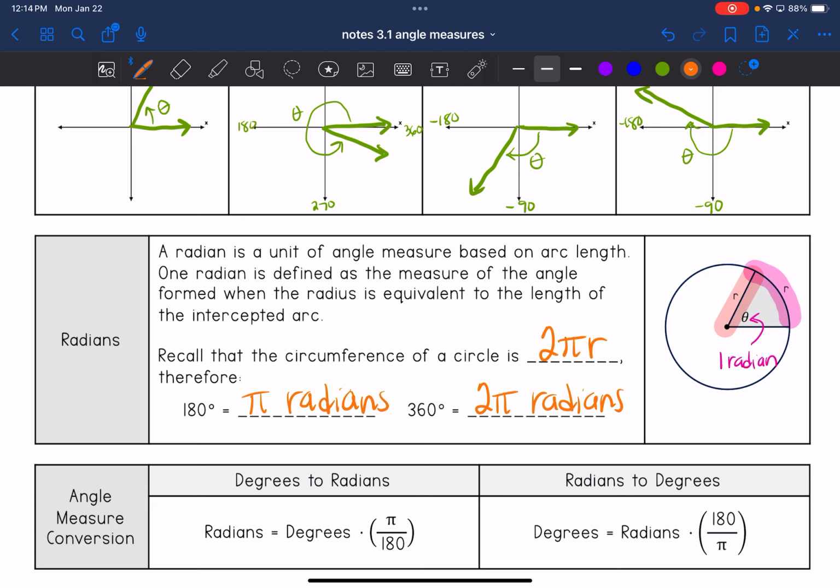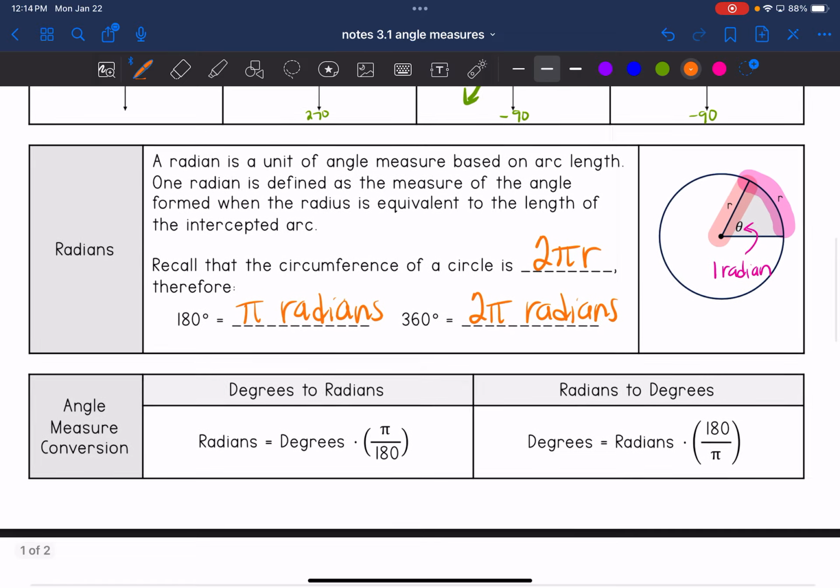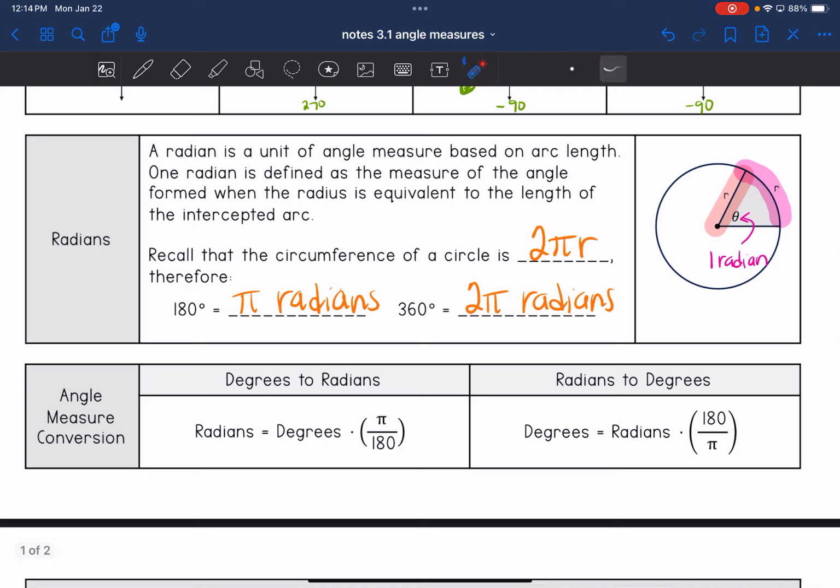Okay, so we're going to talk about how to switch in between degrees and radians. The conversion factors are right there. If you already have radians and you want to convert it, you get your degrees and times it by pi over 180. And if you have degrees and you want to change it to radians, you multiply by 180 over pi. It's the same conversion factor, just flipped.